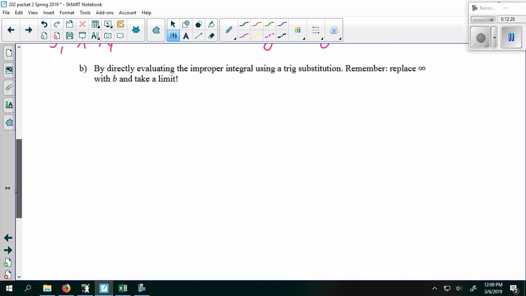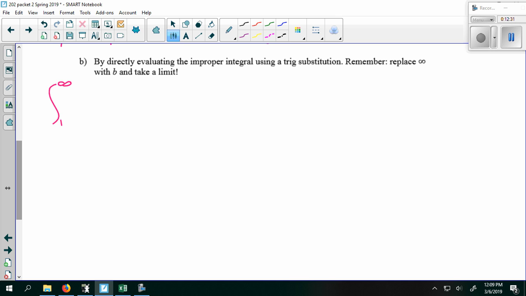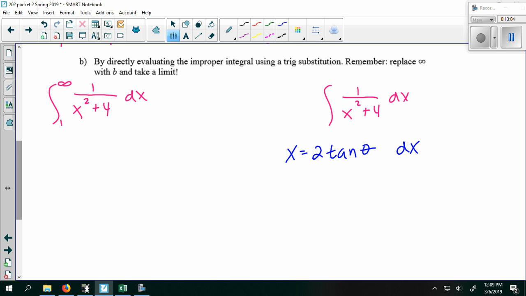Let's remember the integral was from 1 to infinity of 1 over x squared plus 4 dx. I'm just going to work on the indefinite integral for a minute, so drop the bounds of integration. I just want to find an antiderivative for 1 over x squared plus 4 dx. So we use a trig substitution. This is x squared plus a squared, which indicates we should use x equals 2 tan theta, which means that dx is 2 secant squared theta d theta.